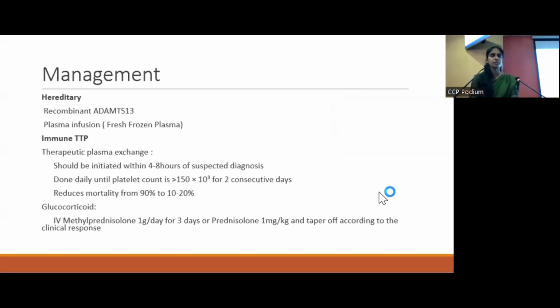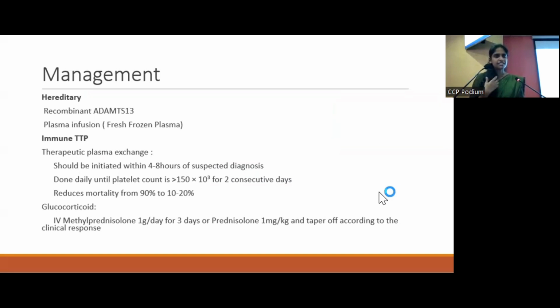So how are you going to manage this patient? If it's a hereditary TTP, we have to give the patient recombinant ADAMTS13. But if that is not available, we can use fresh frozen plasma. Immune-mediated TTP, on suspicion, we have to start the therapeutic plasma exchange. It should be ideally initiated within 4 to 8 hours of suspected diagnosis.